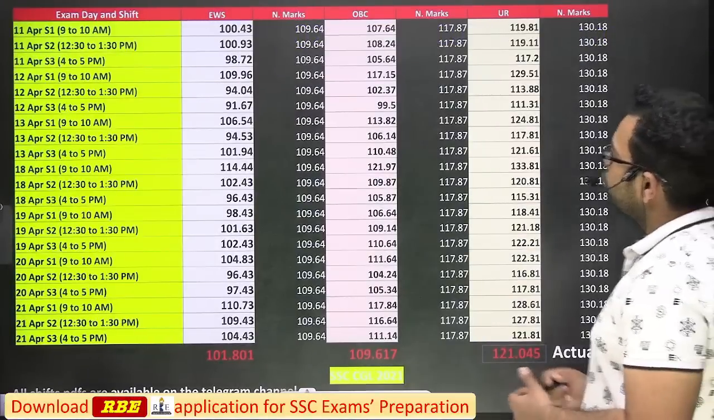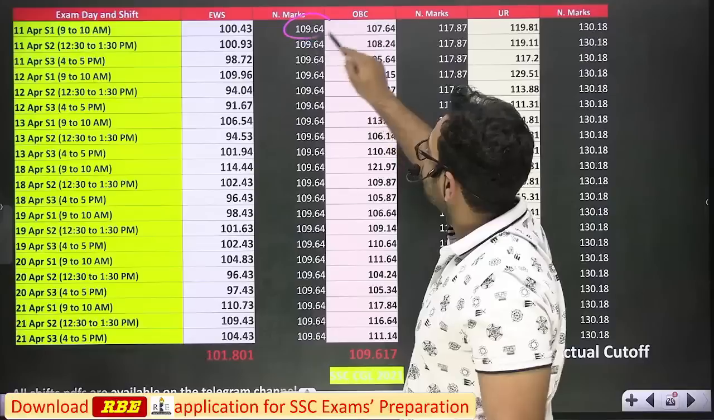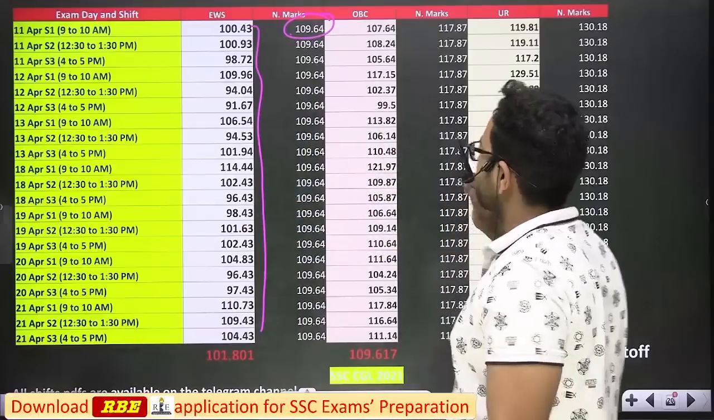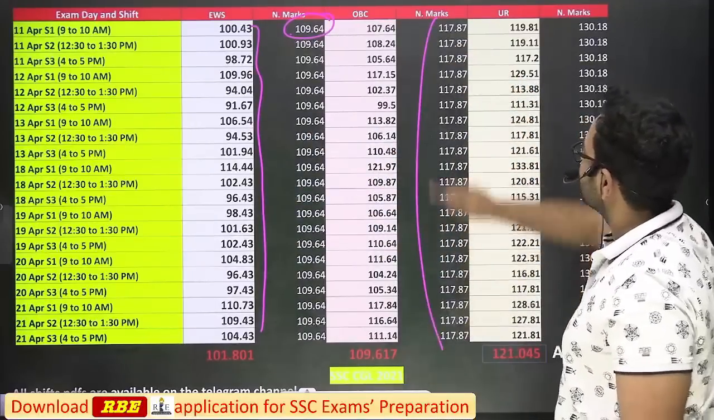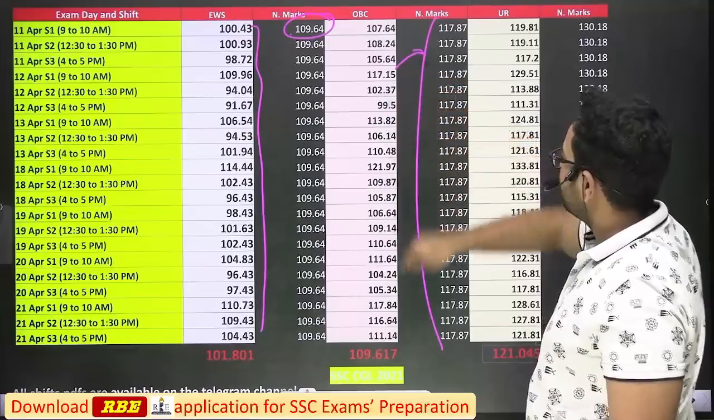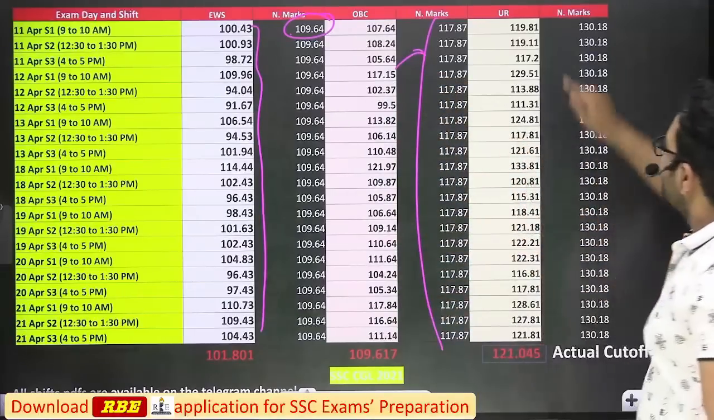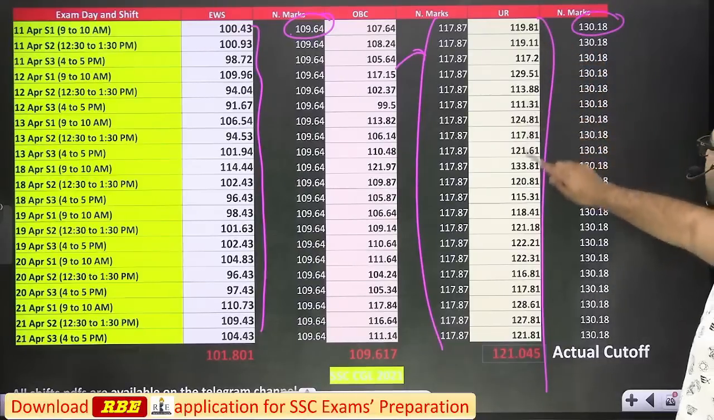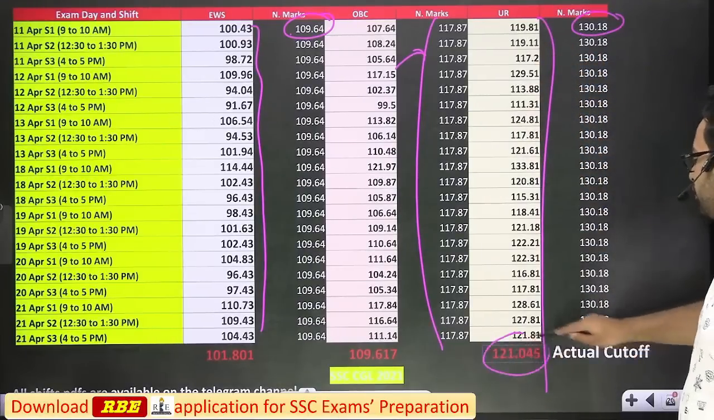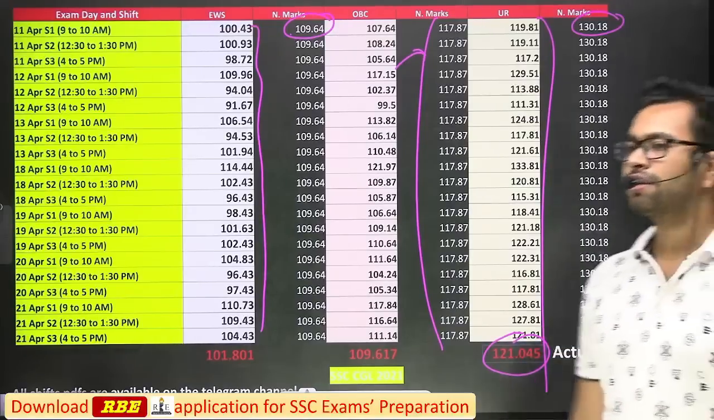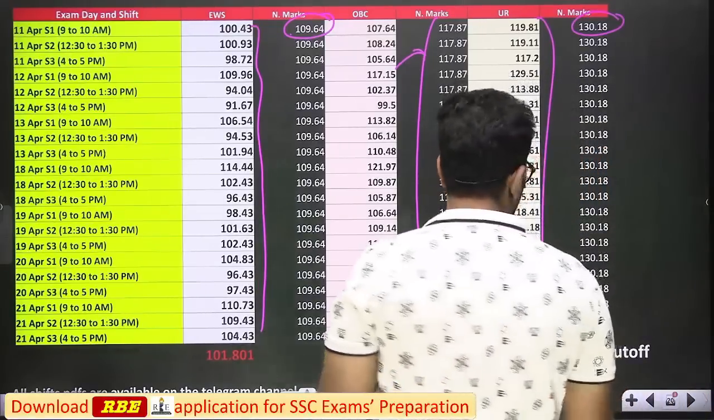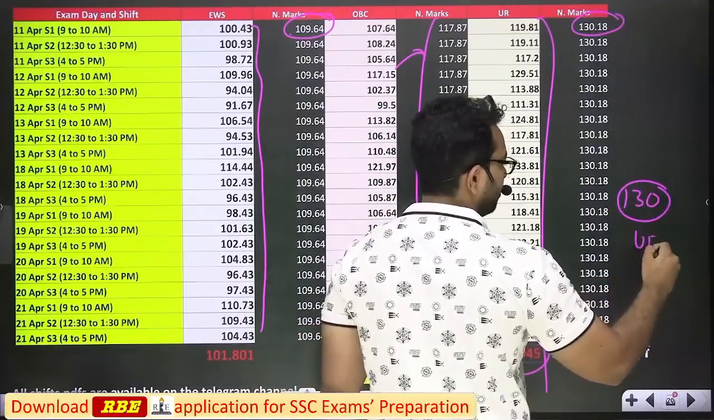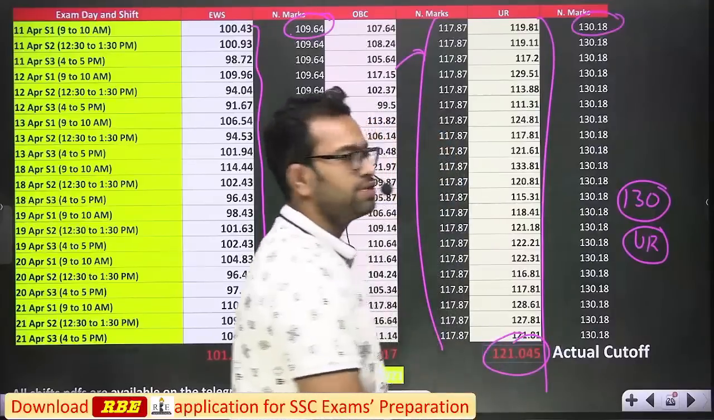Now I am giving you reference of SSC CGL 2021 examination. For EWS category, the normalized score cutoff was 109. If a person was scoring this much in these particular shifts, he was qualifying tier 1 examination. OBC category cutoff was this. If aspirants were scoring this much from this category, they were qualifying. Unreserved category cutoff was 130 marks, and if an aspirant was scoring around 120, he was qualifying the cutoff. So your target should be around 130 marks. If you are giving mocks, your target should be around 130 marks from unreserved category to clear tier 1 examination.